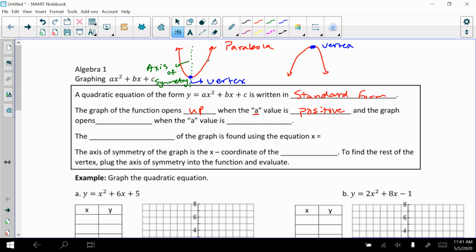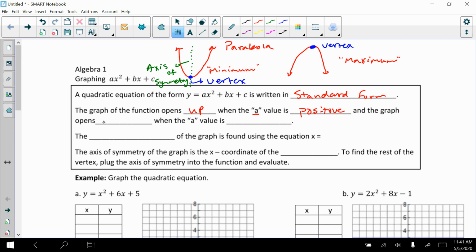Okay, and think about whether or not you have a maximum or minimum value. In the case of a parabola opening up, you have a bottom point, right? So that means you have a minimum value. Your vertex is your minimum value. In the case of the parabola opening down, you have a top part, meaning you have a maximum value. The vertex is on top, meaning you have a maximum.